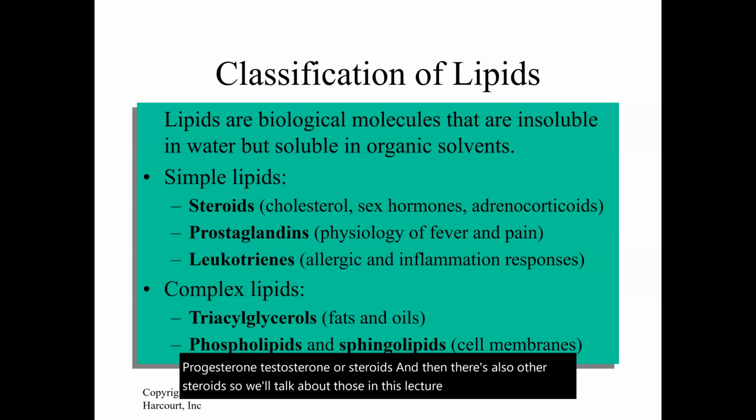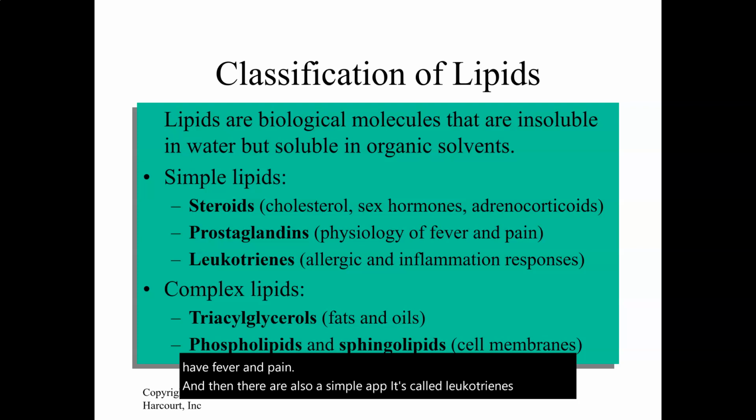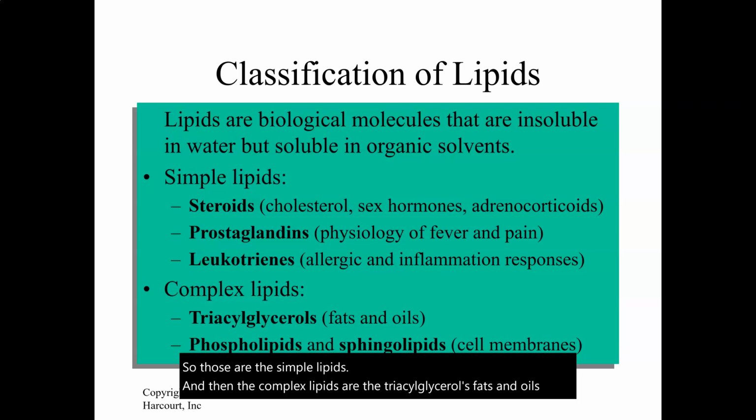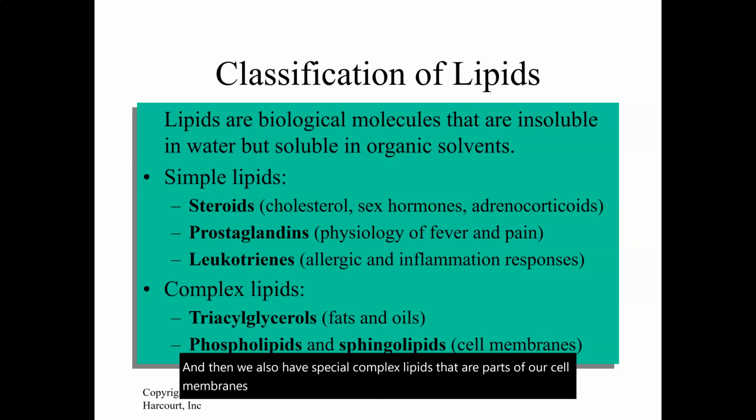There are also simple lipids called prostaglandins, which are used in your body when we have fever and pain. And then there are simple lipids called leukotrienes, which are important molecules for allergic and inflammation responses in our body. So those are the simple lipids. And then the complex lipids are the triacylglycerols, the fats and oils that we use in our body. And then we also have special complex lipids that are parts of our cell membranes called phospholipids and sphingolipids.